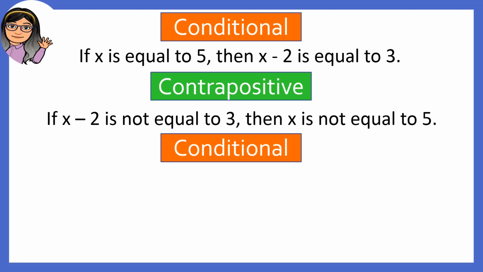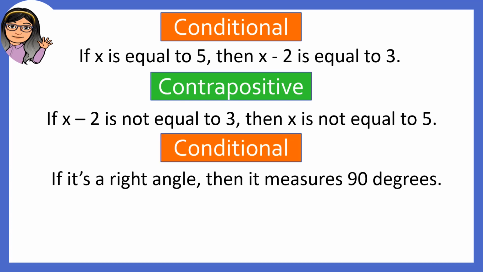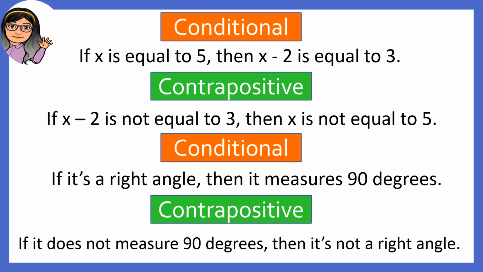Let's have another example. So we have, if it's a right angle, then it measures 90 degrees. So pag ginawa natin siyang contrapositive, if it does not measure 90 degrees, then it's not a right angle. So again, no? So pinagpalit natin ng posisyon at ninegate natin siya. But always remember, dapat parehas pa rin true yung dalawang statements.